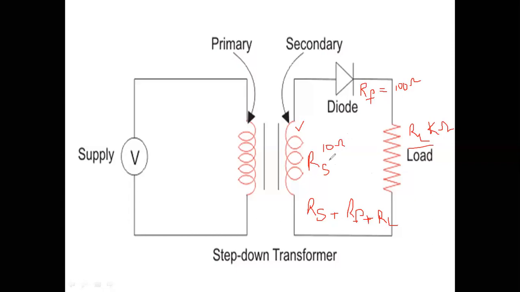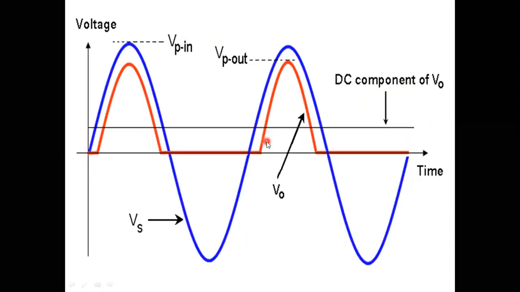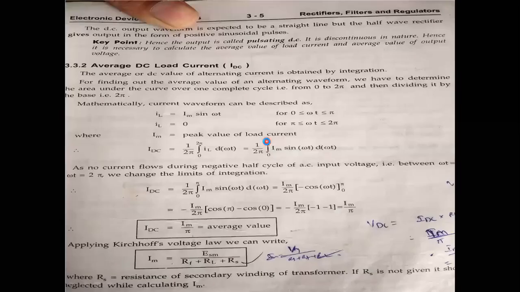If you see, secondary coil resistance is much lesser than RF. Okay, so RS means this, RF means this, and RL means this, right? So my total resistance will become RS plus RF plus RL. This I am writing here.